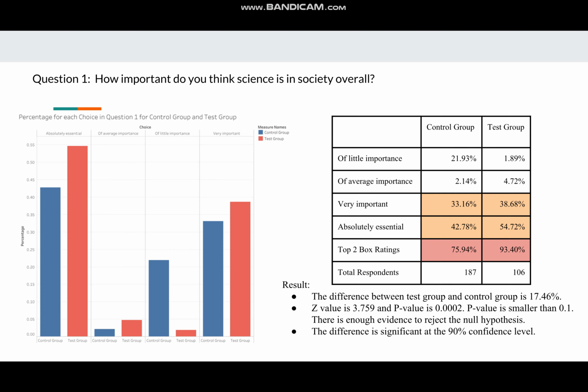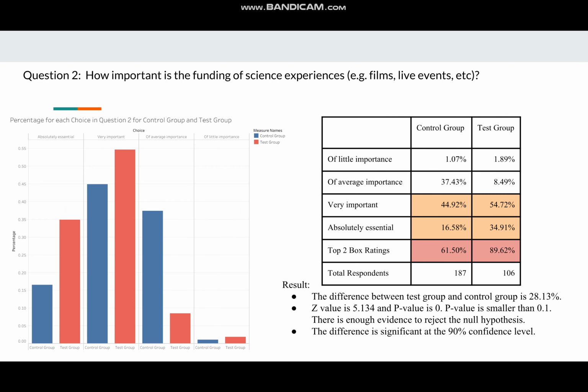to p2. The first question asks people whether they think science is important to society or not. The difference between test group and control group is around 17%. The p-value is super small, it's much smaller than 0.1, so we have enough evidence to reject the null hypothesis, and the difference is significant at 90% confidence level.